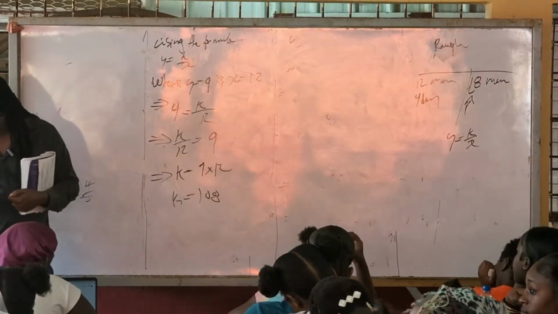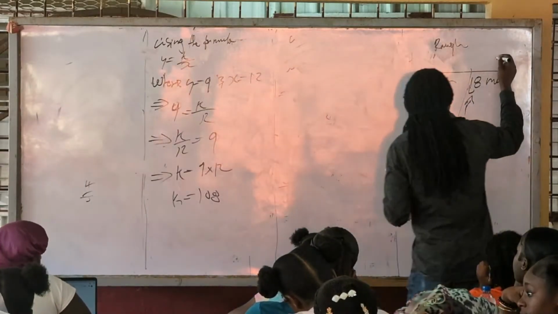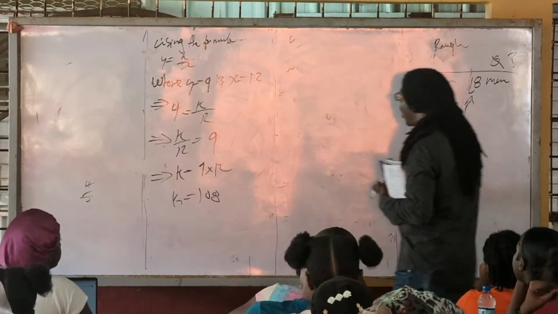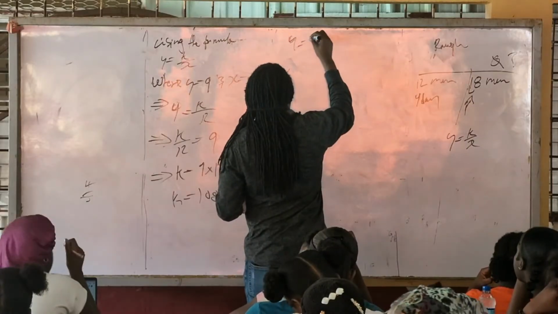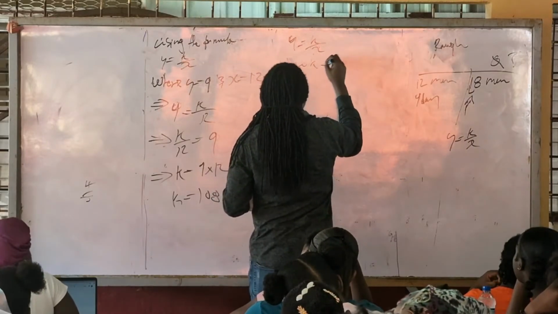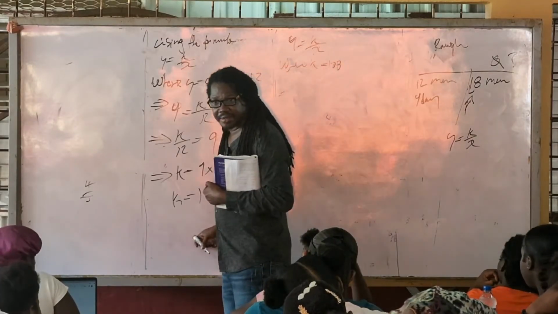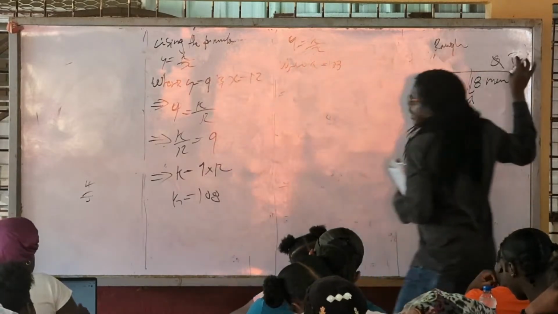Are we finished? Okay, because now we only know K. So we are going to use K now to solve over here. Which is the question? So we come now and say Y equals K over X, where K equals 108. We can write that because we just solved K. Everybody see that?